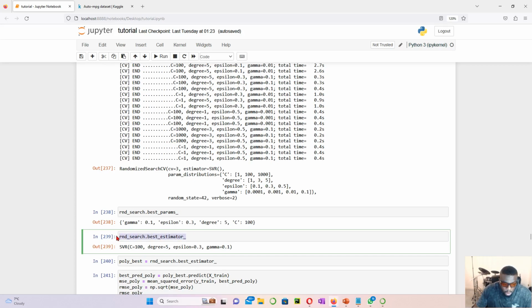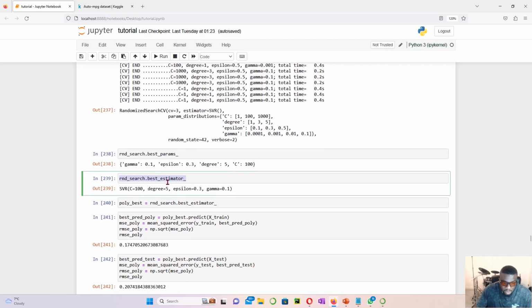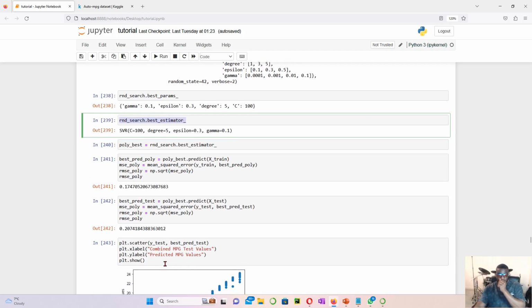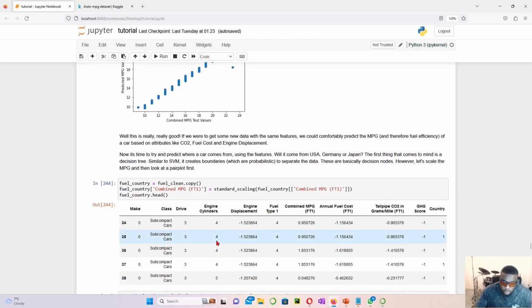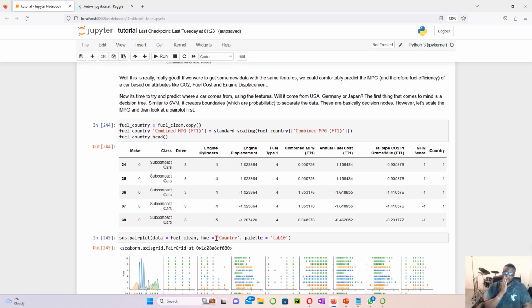I've chosen the best estimator using this line here, and using that estimator I fitted the data again, and as you can see here, I get an RMSE of 0.2, and when I draw the plot I get an almost perfect straight line. Now the reason why there are values here is because MPG is actually categorical, or it's behaving like a categorical value here, but this is basically what we want. Okay, we want almost perfect predictions. Okay, so that's good so far.